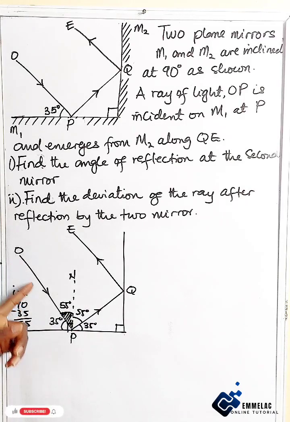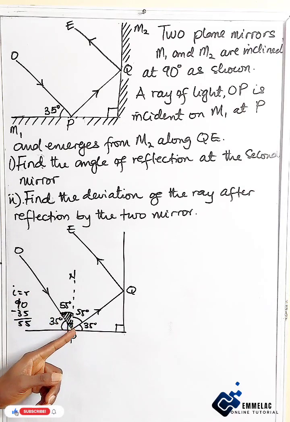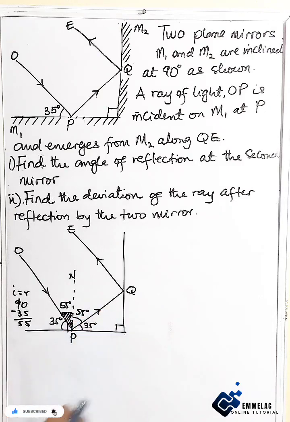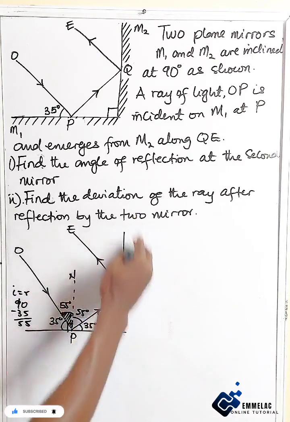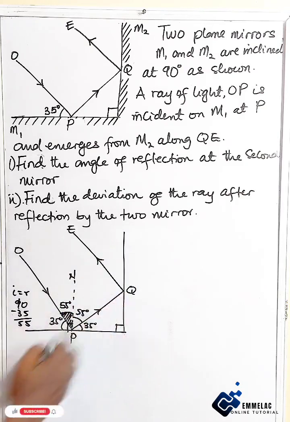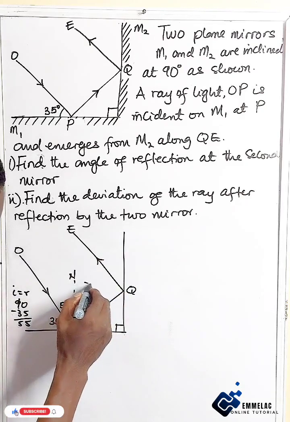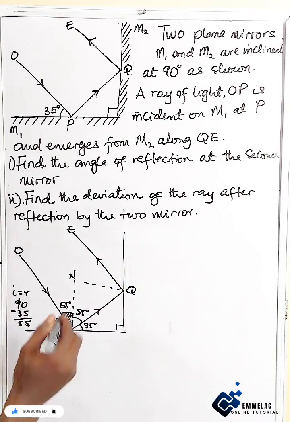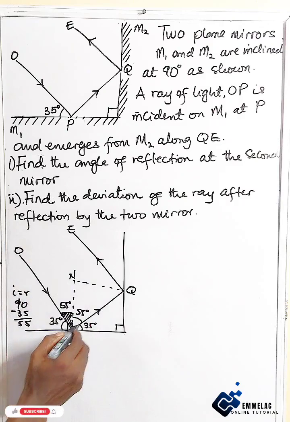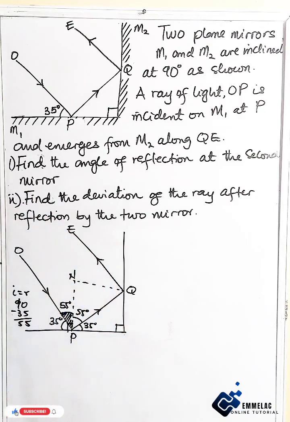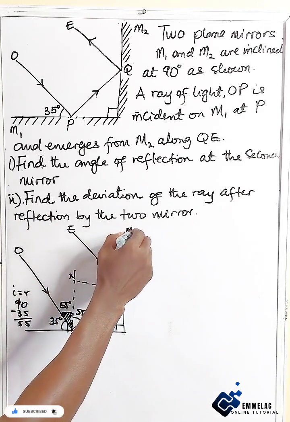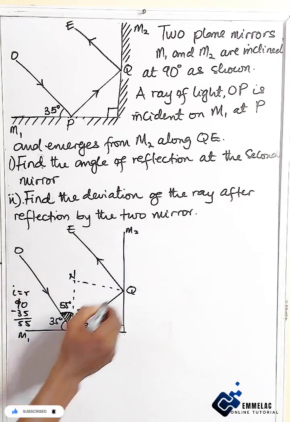Now this is the incident ray. It strikes here and reflects towards this end. On getting to this mirror, this ray becomes the incident ray on the second mirror. On striking here, it implies also that here is the normal. So the incident ray for mirror 2, that is M2, this is M1, is this ray.